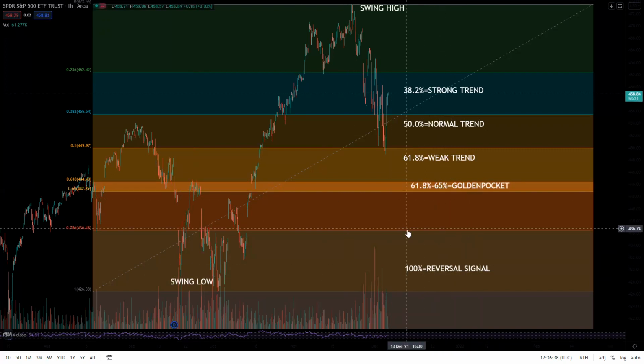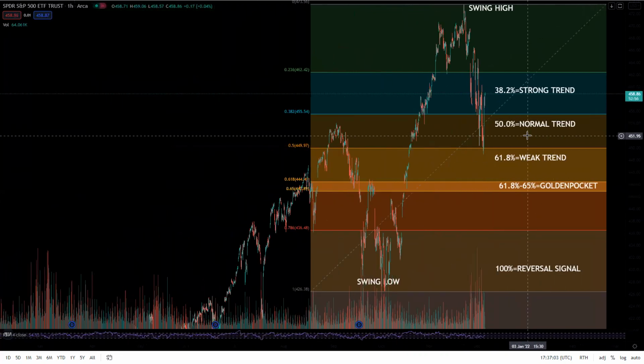So you could bounce off the 78.6% level, but I really wouldn't be in any bullish positions at these levels down here. And then at the very bottom, the 100%, that is your reversal signal. Basically it is no longer going up, it's reversed, and we're making lower lows now instead of higher lows. So that's literally it, guys.